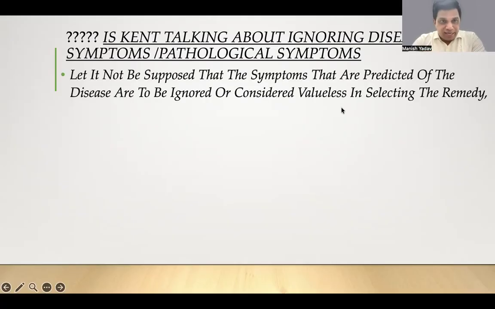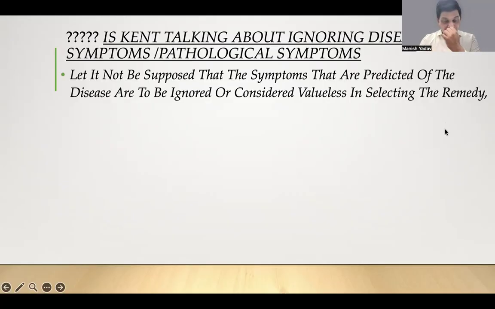Now this is what Kent is writing there. Let it not be supposed that symptoms that are predicated of the disease are to be ignored or considered valueless in selecting the remedy. Who is writing this? Kent is writing this in his Lesser Writings, my dear friends. And we feel that Kent was against pathology. Kent was against disease symptoms.